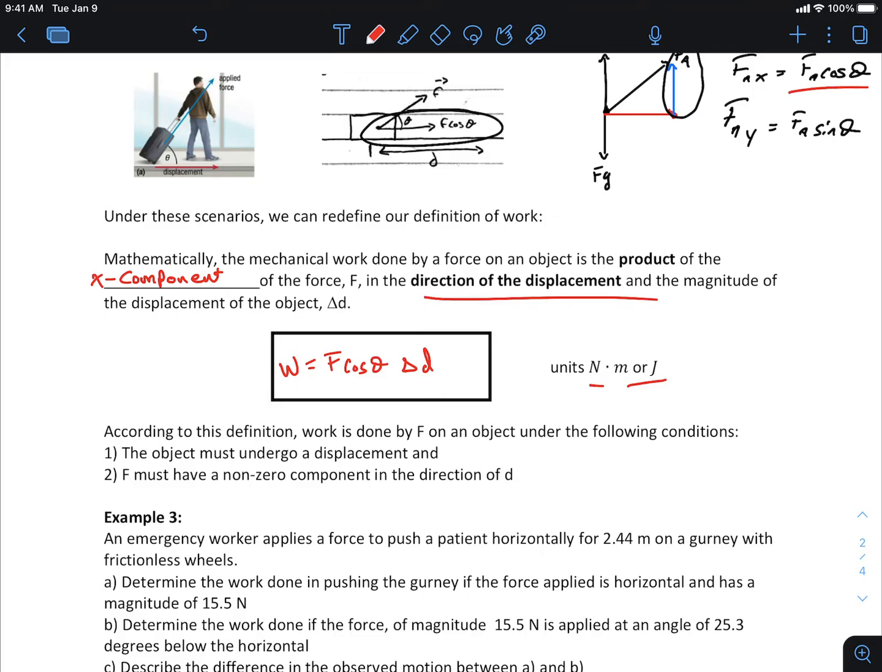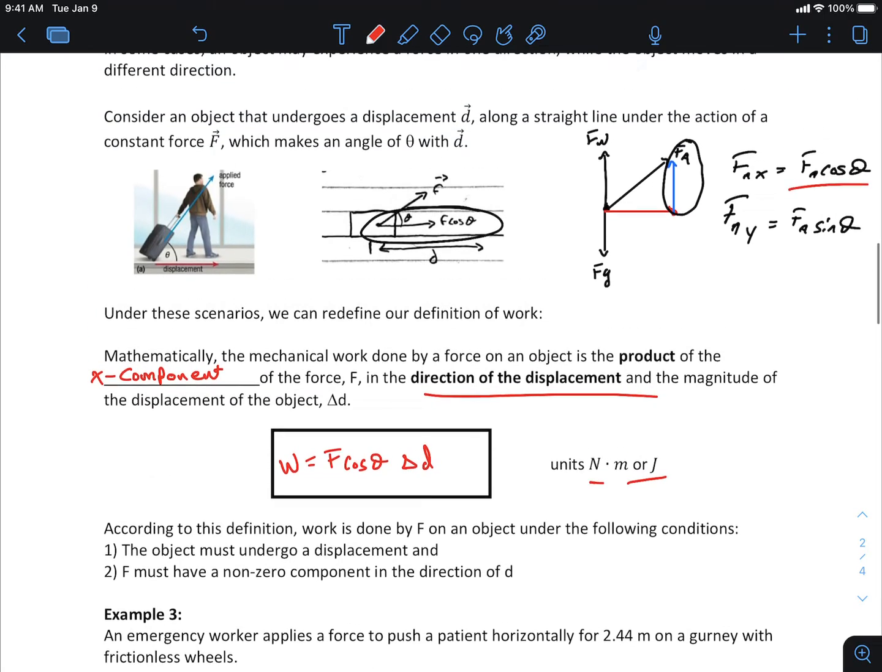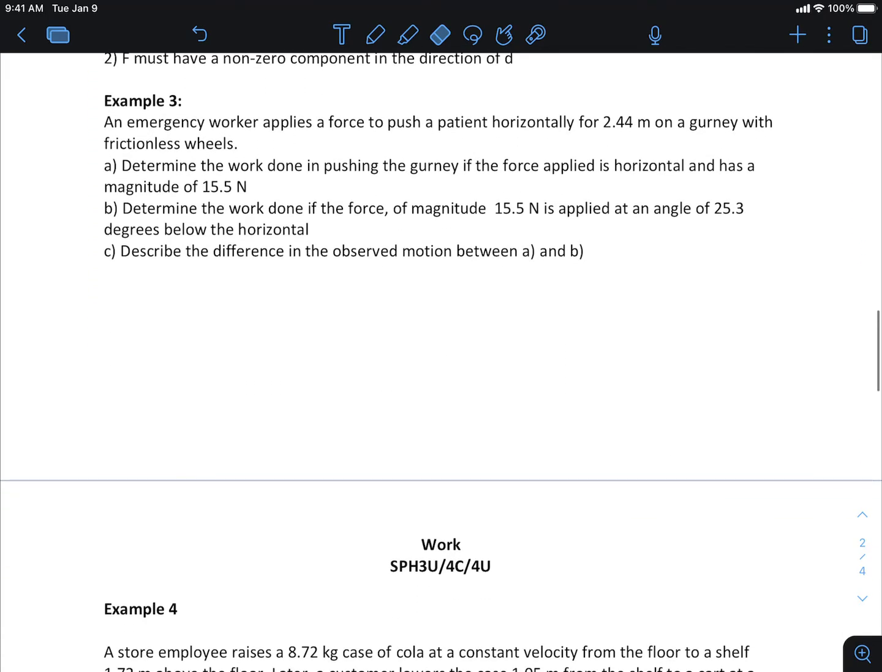Okay, so what I'd say is, this guy up here, he's applying a force, right? But really the only part of that force contributing to the object's motion, or the work being done, is the X component, right? The Y is not doing anything for him, aside from maybe decreasing the amount of friction. But that's a different conversation. So, if there are no questions, I'm just watching the chat just in case.